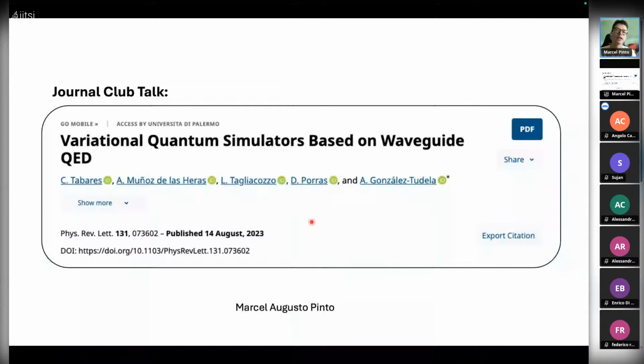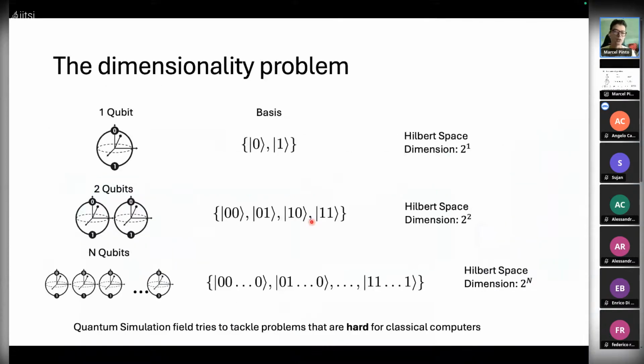So first, just to motivate why to study this, I think you all are familiar with the dimensionality problem, but let's go through it very quickly. For example, if you want to simulate classically a single qubit, this is easy. You have a basis that is just two states, and a Hilbert space dimension of just two. If you have two qubits, this is too easy. You can even do this by hand.